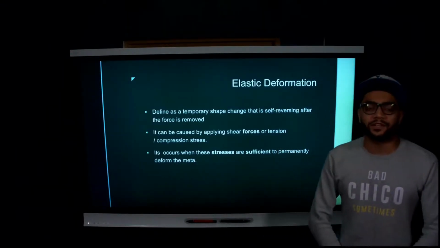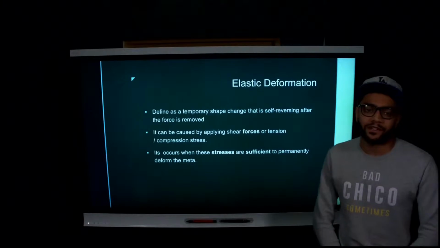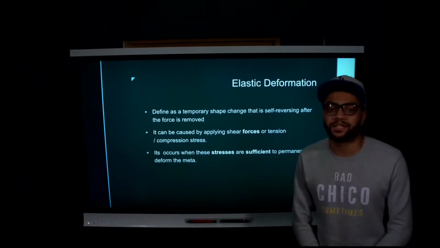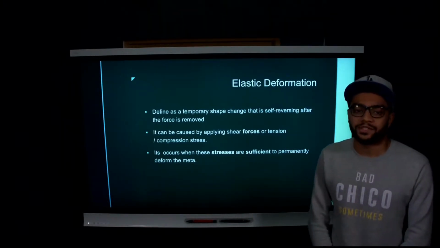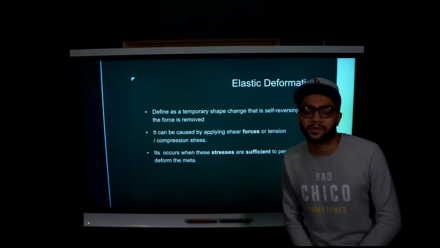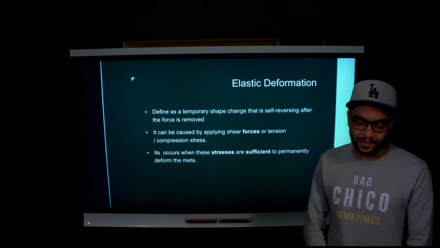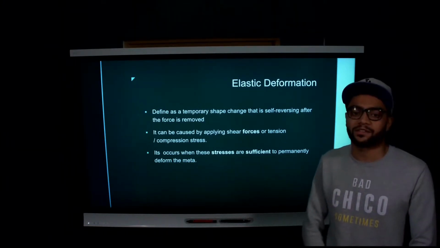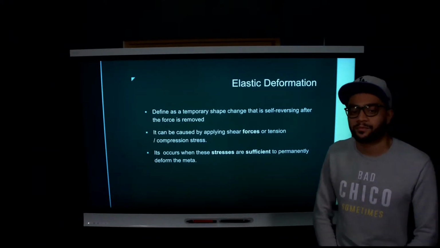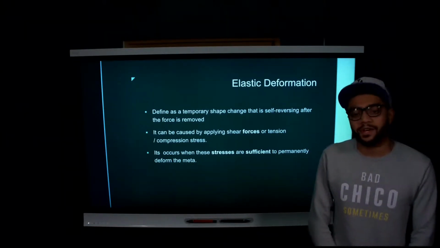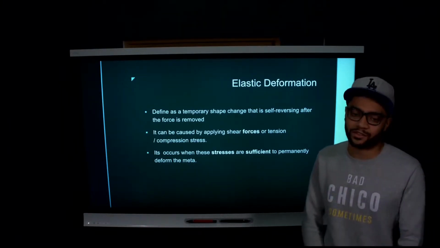So let's start with elastic deformation, which is defined as a temporary shape change that is self-recovering after the force is removed, so that the object returns to its original shape. In other words, it is the change in the shape of the material at low stress that is recoverable after the stress is removed. Elastic deformation can be caused by applying shear forces or compressive stress.